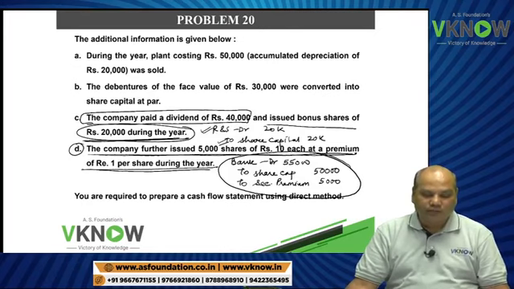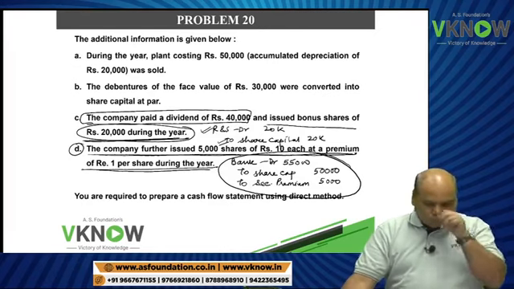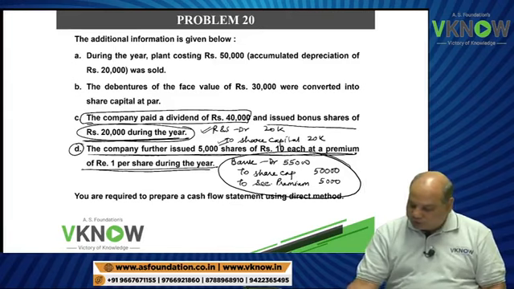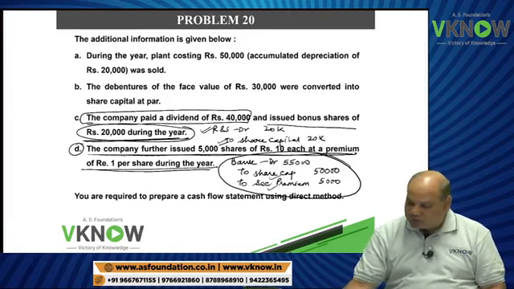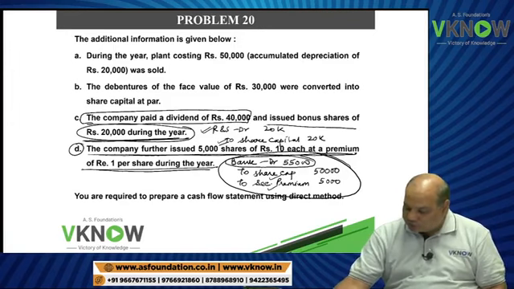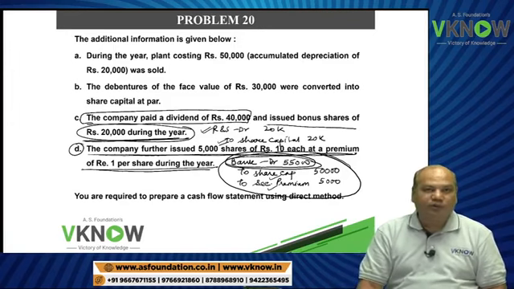Is this right? Yes. So we have to tick mark securities premium and share capital. And in cash flow from financing activity, we will write 55,000. So Sanket is right.